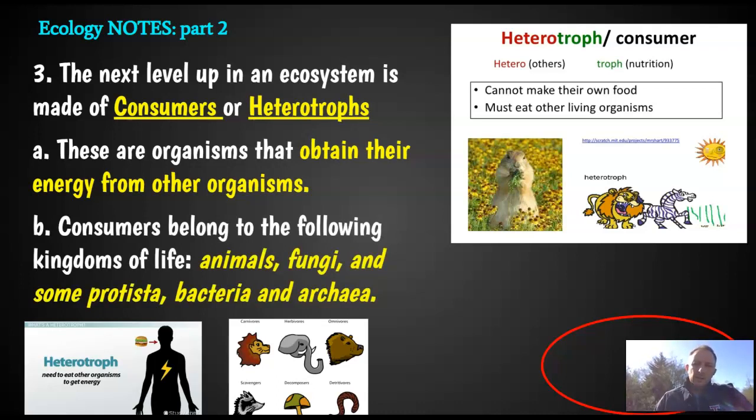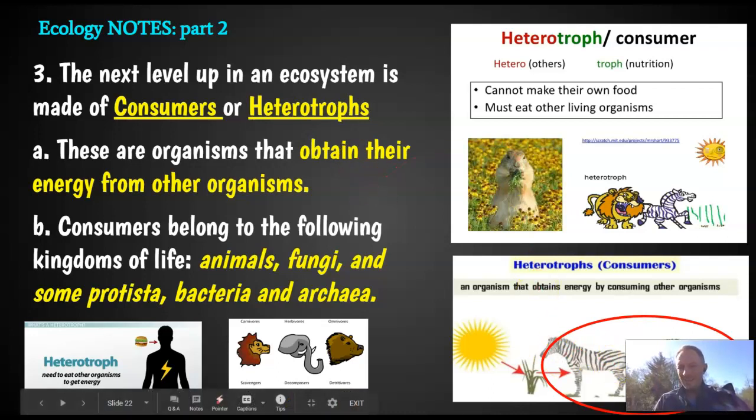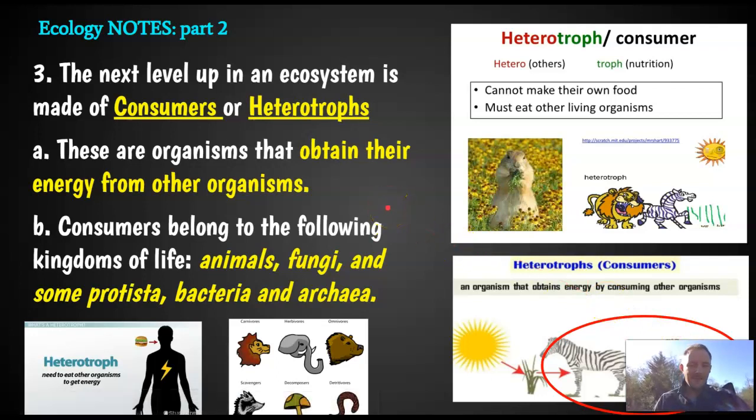And consumers, or heterotrophs, again, get their energy from other things. They consist of animals and fungi. All animals and fungus are considered consumers. They have to get their energy from somewhere else. And then these single-celled protists, bacteria, and archaea, some of those are consumers, some of those are producers. There's variation in those groups. Okay, and if we were to look at an ecosystem going from the sun to the plant, the consumers are over here. In case you didn't realize that. Okay.